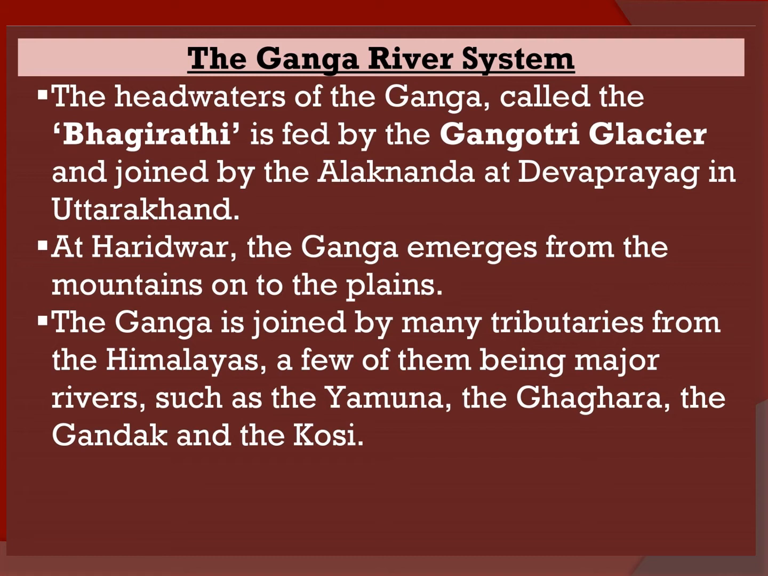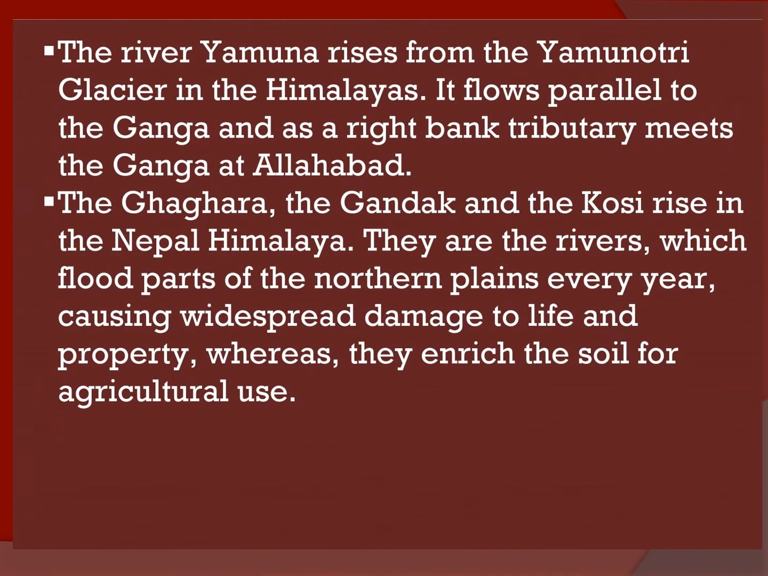It has many Himalayan tributaries. A few of them are actually major rivers, like the Yamuna, which is its main tributary, the Ghagra, the Gandak, and the Kosi. Like I said earlier, the river Yamuna is the Ganga's main tributary. Its origin is in the Himalayas, in the Yamunotri Glacier. So this river also gains its name from a glacier. It flows parallel to the Ganga for some time, and then at Allahabad, it eventually meets the Ganga.